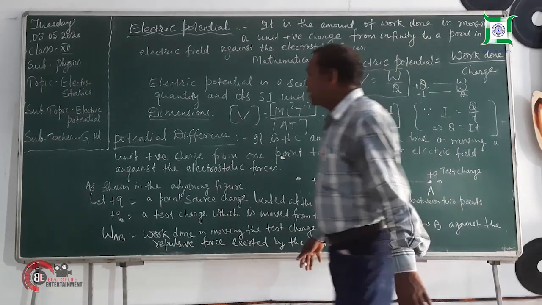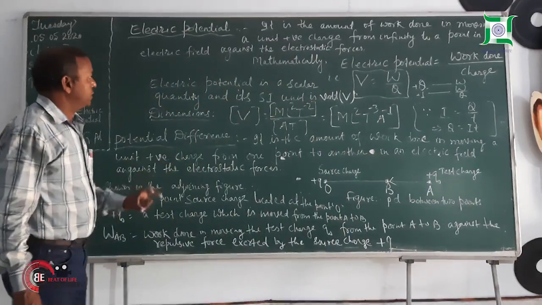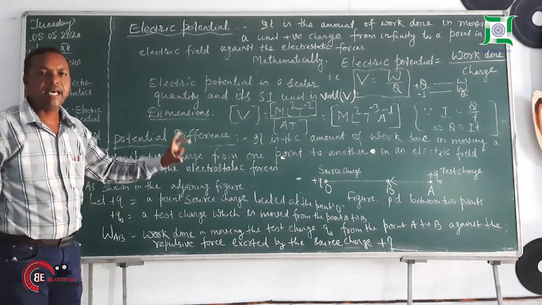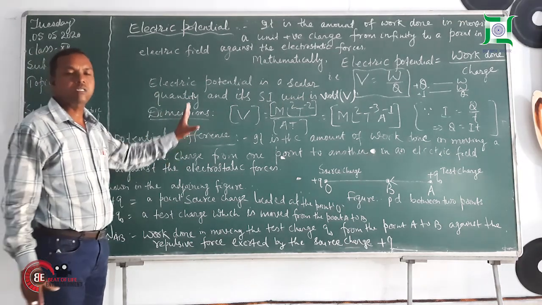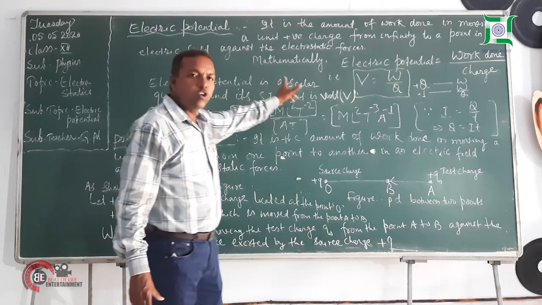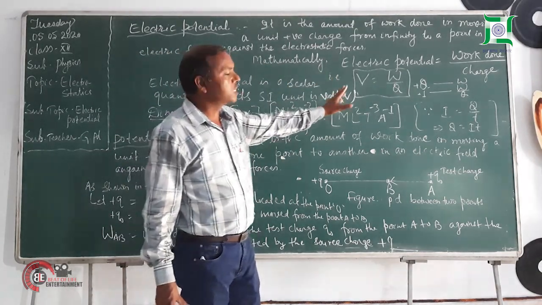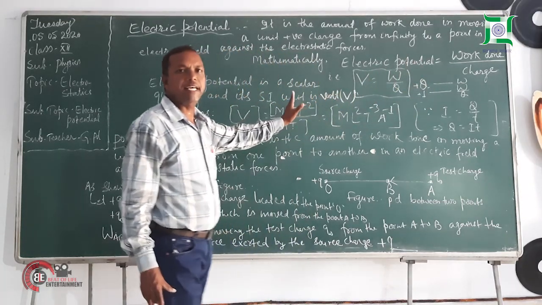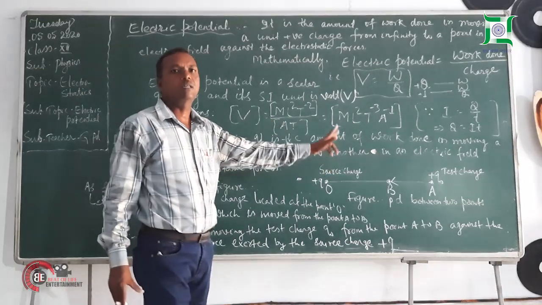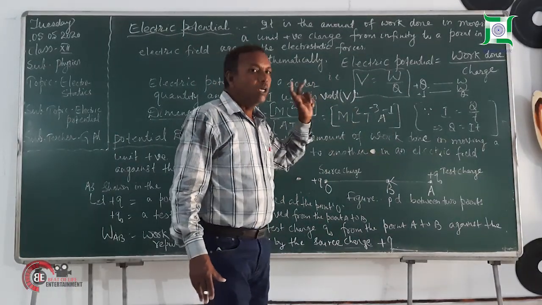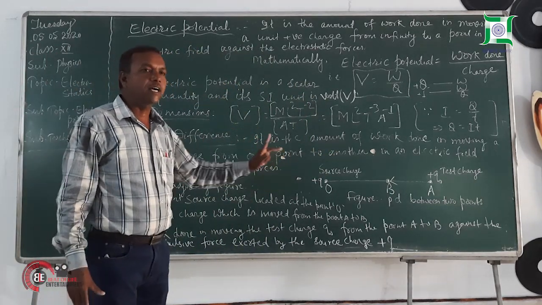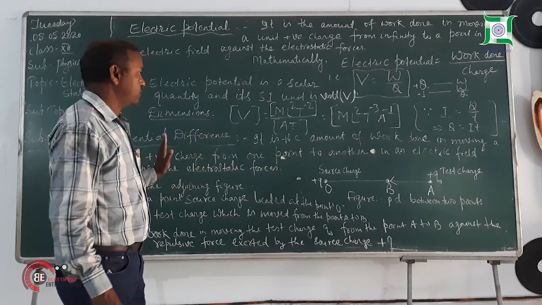Clear? Next, we understand potential difference. The two terms electric potential and potential difference mathematically have the same form, but there is a difference in physics. Electric potential is the amount of work done in moving a unit positive charge from infinity to a point in an electric field against the electrostatic force. But potential difference is the amount of work done in moving a unit positive charge from one point to another in an electric field against the electrostatic forces.